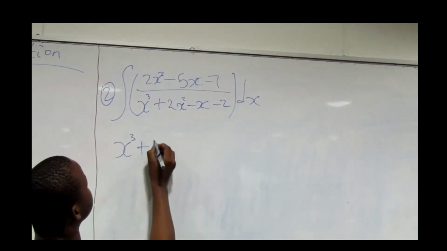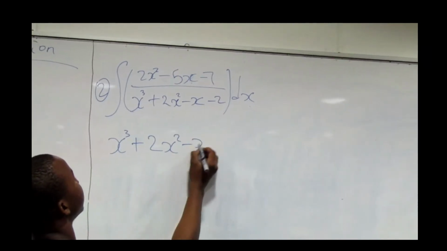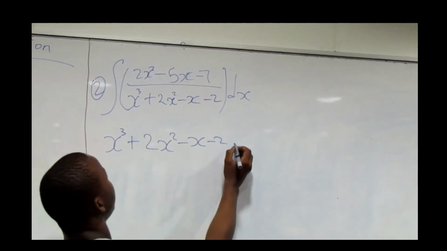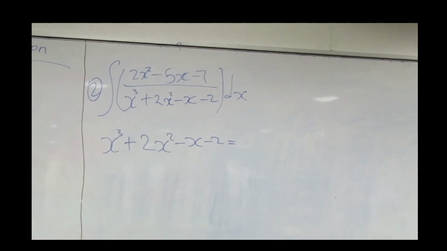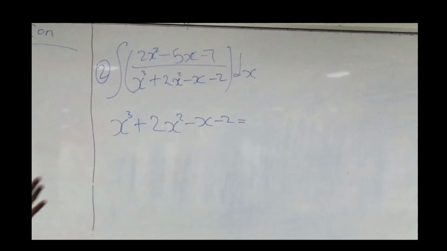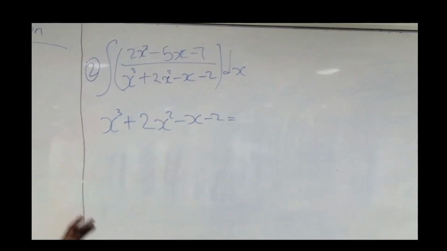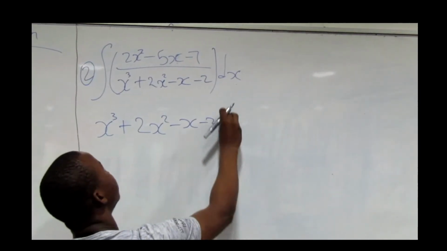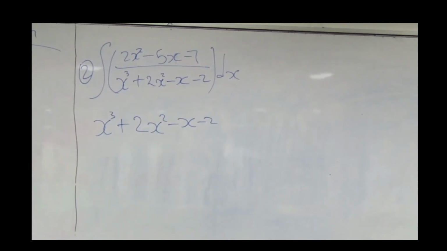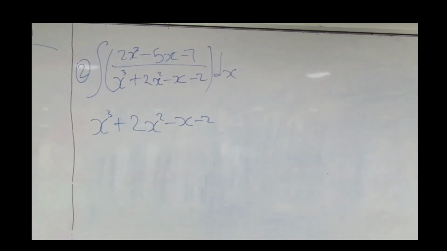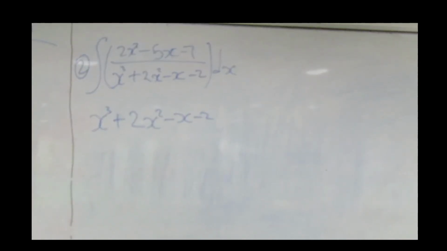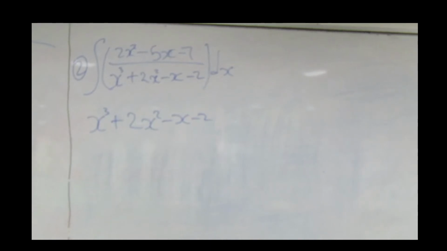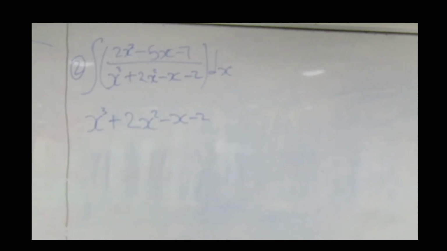x cubed plus 2x squared minus x minus 2. We need to simplify it. Actually, when I say we must simplify it, I mean we must factorize it. How do we factorize a cubic function? When you are factorizing a cubic function, remember the table. The table says that you must first find the factor using the factor theorem. After finding the factor, you substitute it in your table so that you can get your answer.